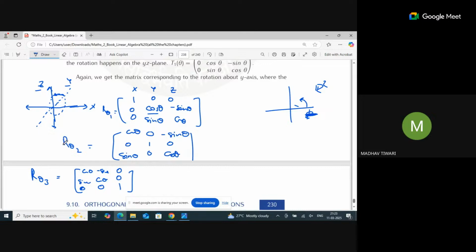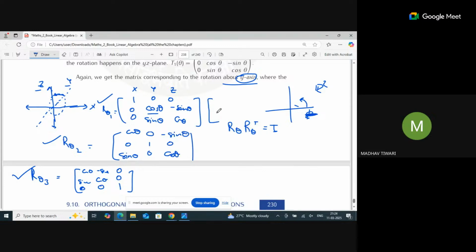You need to keep in mind which axis is fixed, or you can say about which axis you are rotating. If it is rotating about the y-axis, this matrix is there. If it is rotating about the x-axis, this matrix, and for z, this matrix. Now you can see that if I multiply R theta, any one of them, by its transpose, it will be an identity matrix. You can directly see this.